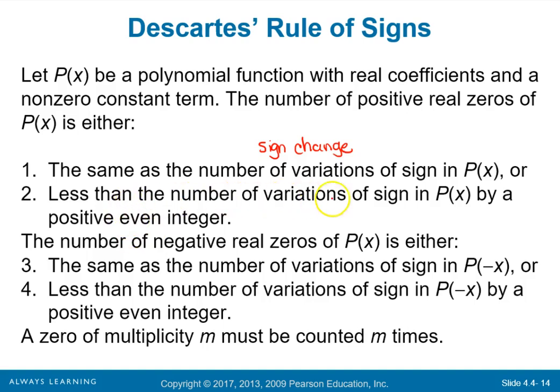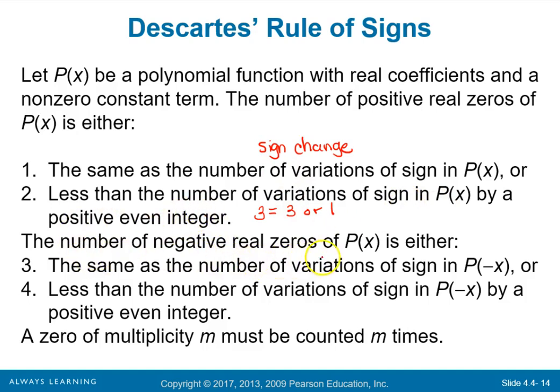All right, the same as the number of variations in sign of the polynomial function p of x, or less than the number of variations in sign of p of x by a positive even integer. So if I have 3 variations, I could have 3, or I could have 1, because I'm going to take away 2 from that 3. All right? So it's going to be important that we keep that little fact in mind here in a moment.